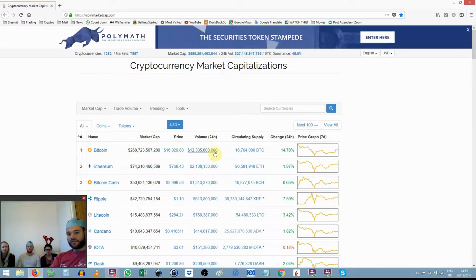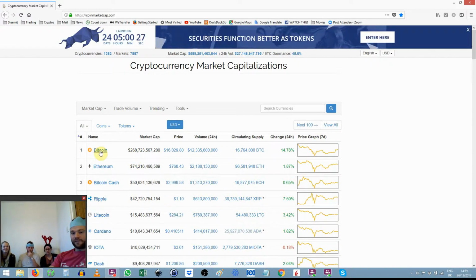And then you've got the volume traded on all the exchanges in the last 24 hours. So it's $12 billion in the last 24 hours of exchange, which is crazy. And this is the 24-hour change, so it's up 14.78% in the last 24 hours. And this is a quick little chart to show you what it looks like over the last 7 days. So you can get a quick feel. Is that clear? Yep. Little chart at the end.